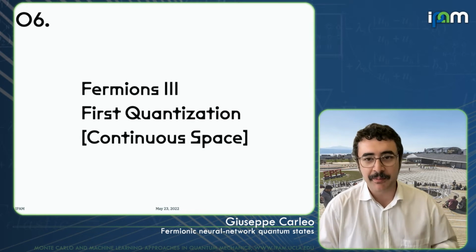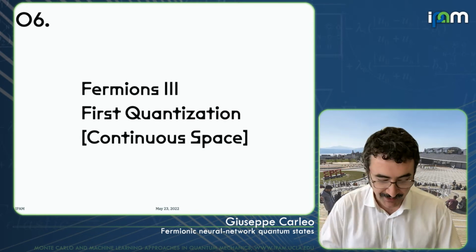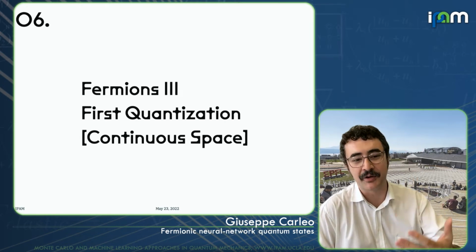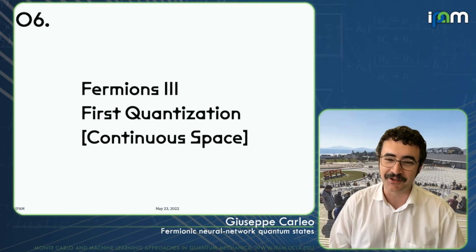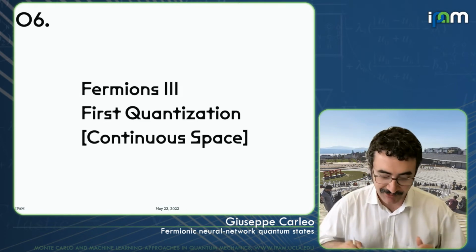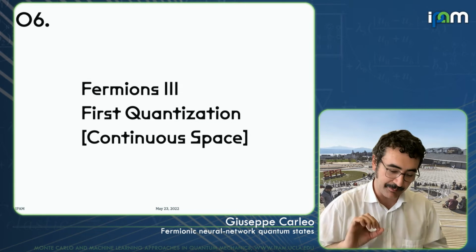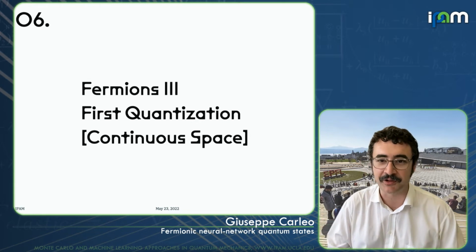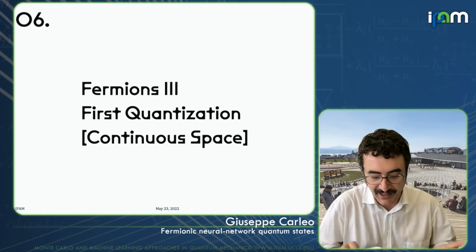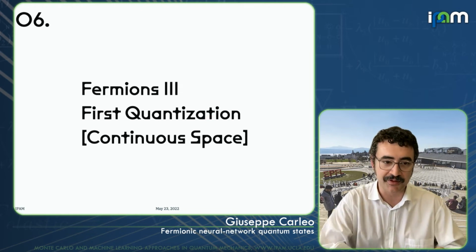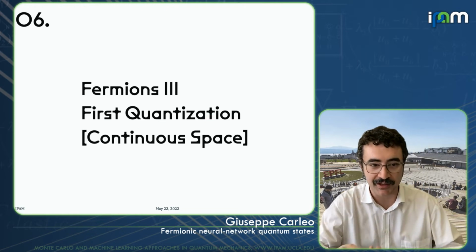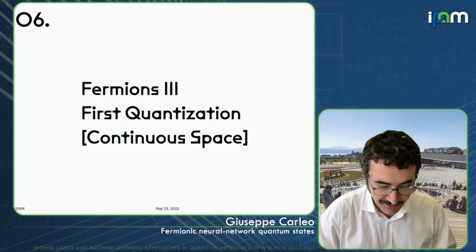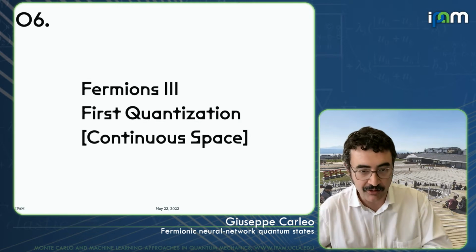Now, this was the second approach. There is a third approach that will be discussed in much more detail by other speakers during this conference, so I will keep this discussion on the third approach relatively light. And the idea is pretty straightforward: just to use these same ideas, so first quantization and neural network representation, but in continuous space, right?